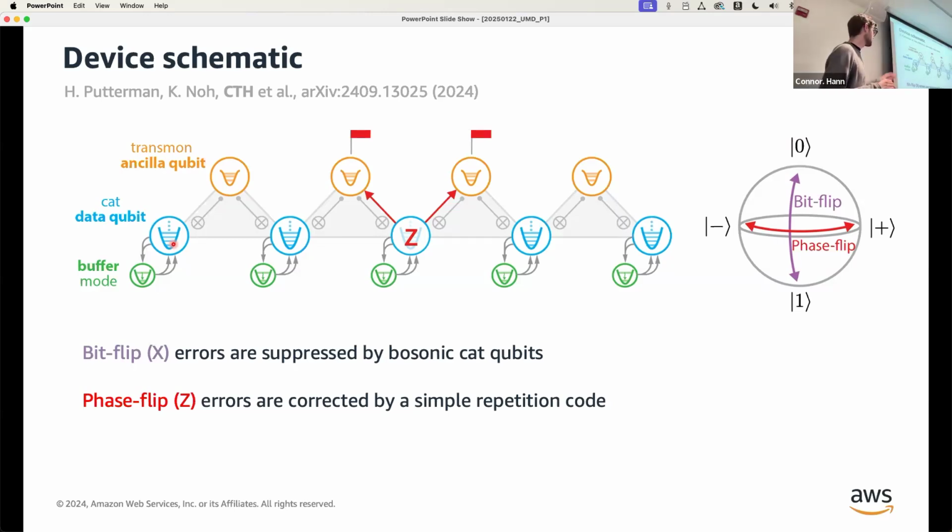So again, I'll come back and explain the details of both of these steps in just a moment, but the point here I just want to highlight is that between these two layers of error correction, the bosonic code on one hand and the repetition code on the other, we're able to correct both kinds of errors, leaving us with a good logical qubit at the end of the day.